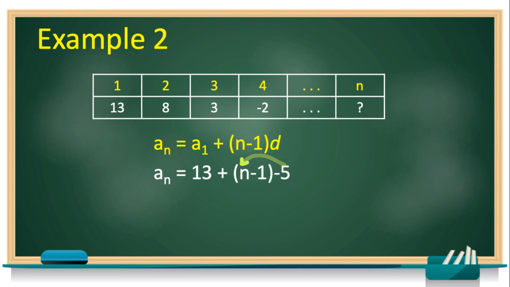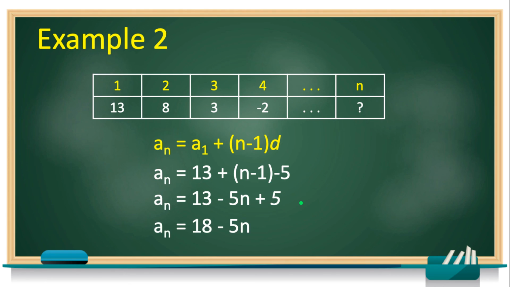So negative 5 times n is equal to negative 5n. Then negative 5 times negative 1 will be positive 5. Then let's group the common term. Since 13 and 5 are both positive, we will add both of them. So it will be 18. So the formula to find the nth term of this sequence is 18 minus 5n.